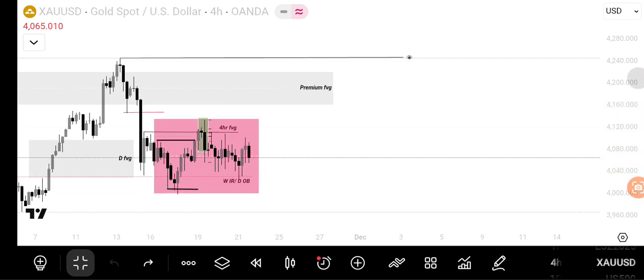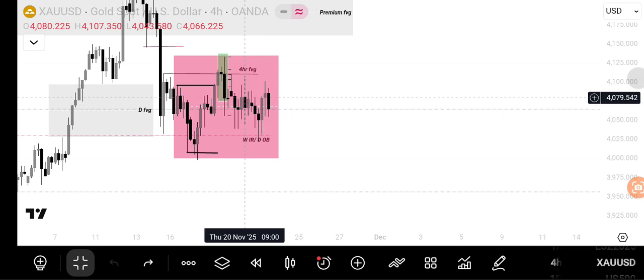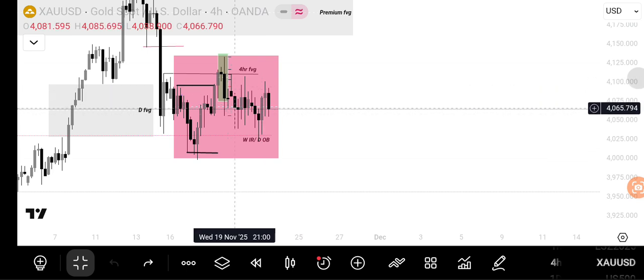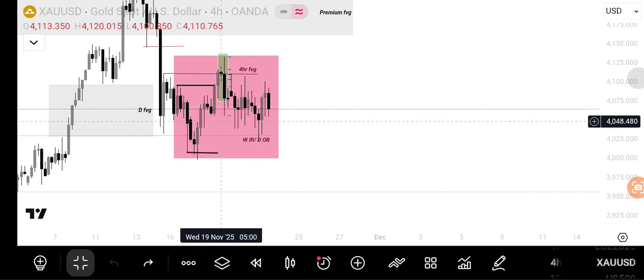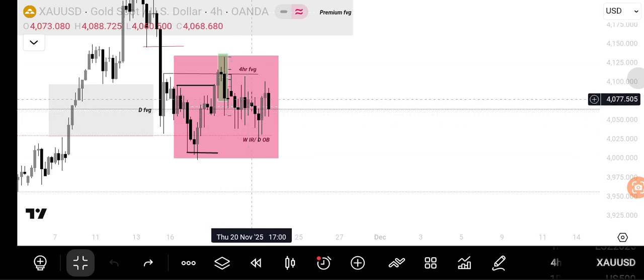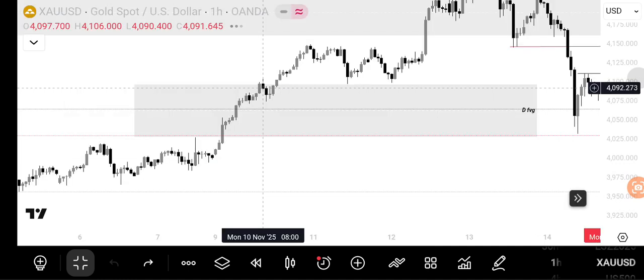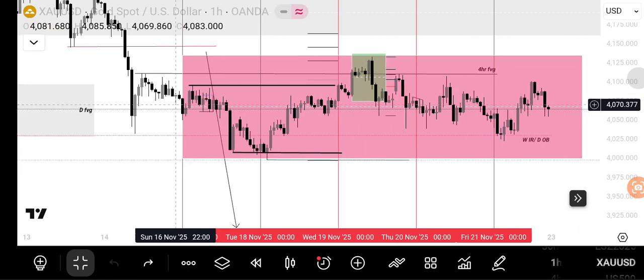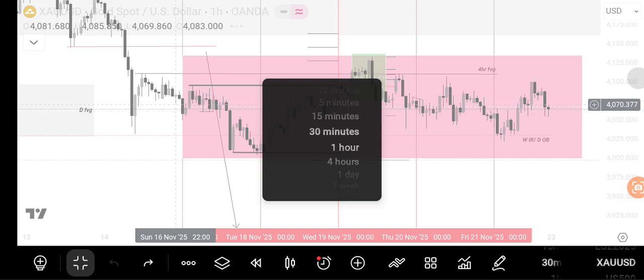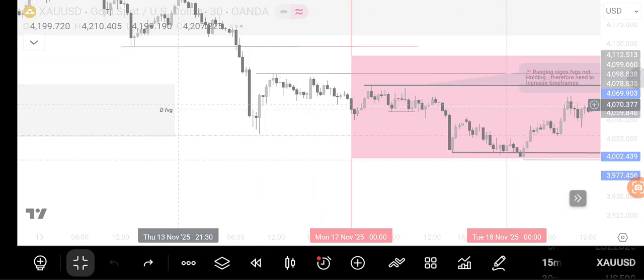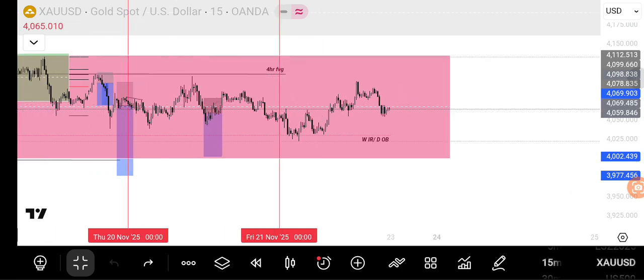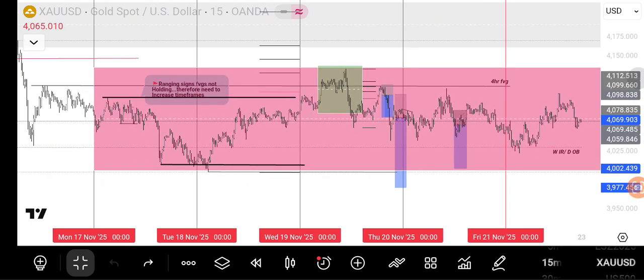All right, so with that rejection, what we saw is we have been forming bearish fair value gaps being respected, but the thing is, we are not breaking below lows. What we're seeing, we had lots of sweeps and not breaks below it, which was a sign of consolidation. And actually I wrote a note, I don't know whether we can see it, on the 15 minute. Whenever we have fair value gaps, as you can see a note there: ranging signs, FVGs not holding, therefore need to increase time frame.